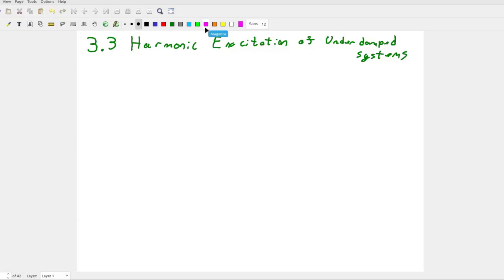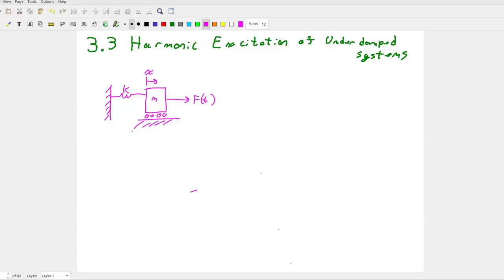Section 3.3, Harmonic Excitation of Underdamped Systems. So again, the first thing we need to do is build out our system. We're going to have something very similar to before, where I've got a spring and a mass, spring stiffness K, X displacement to the right, capital F of t here, and no friction on the bottom.